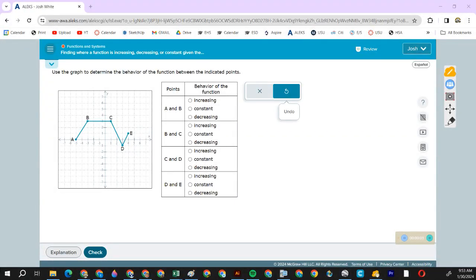8.3 today, we're going to be dealing with what's called key features. So imagine that this graph in front of you was a roller coaster. It's not going to be a very smooth ride, but when we talk about key features, we always travel from the left to the right.